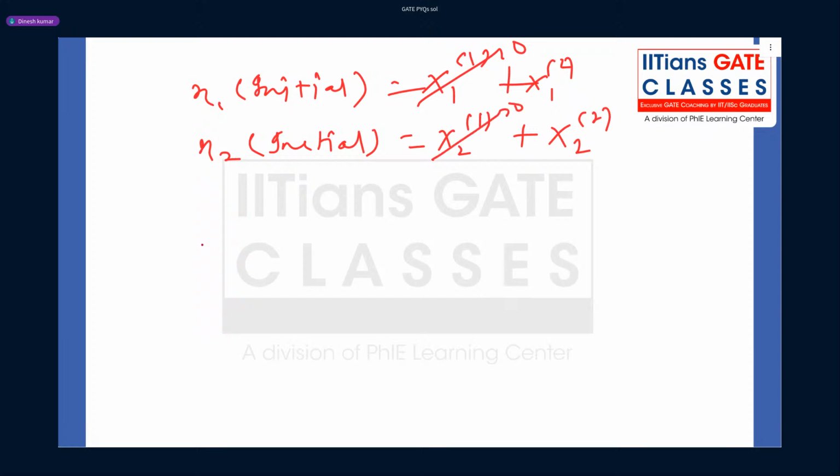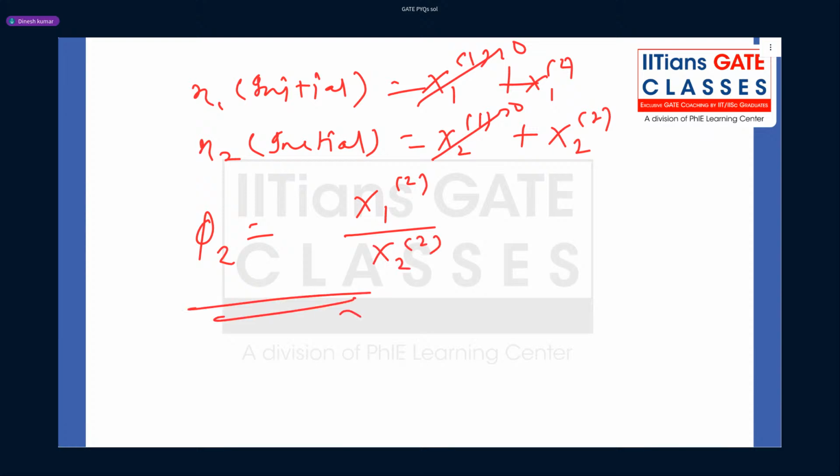Now if the system vibrates only in second mode, the first-mode part will be 0. If you find phi, it will be phi 2, and phi 2 will be x1 for second mode upon x2 for second mode. So this is how you have to find the second mode.